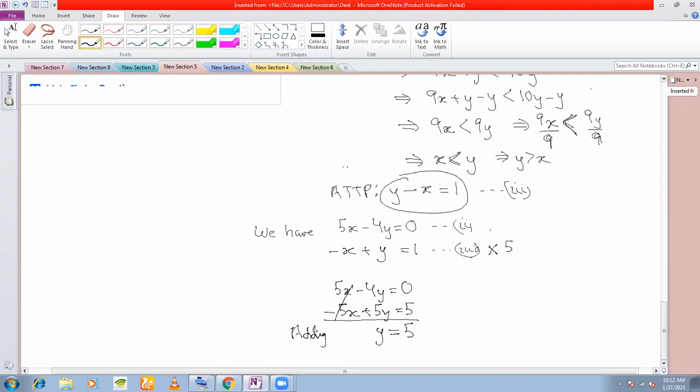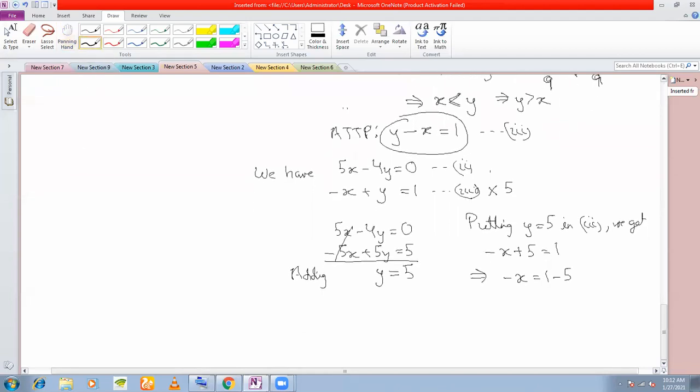So that means now you put y is equal to 5 in equation number 3, you get the value of x. Putting y equal to 5 in 3, we get minus x plus 5 is equal to 1. That means you get minus x is equal to 1 minus 5. That means minus x is equal to minus 4. That means x must be equal to 4. You're getting x is equal to 4, and y is equal to 5.